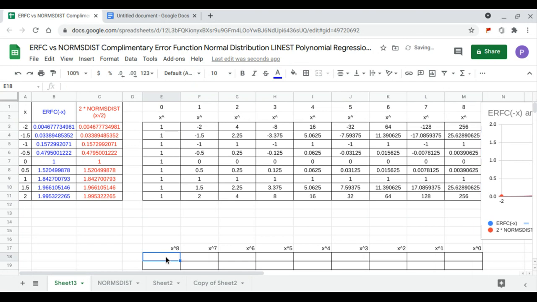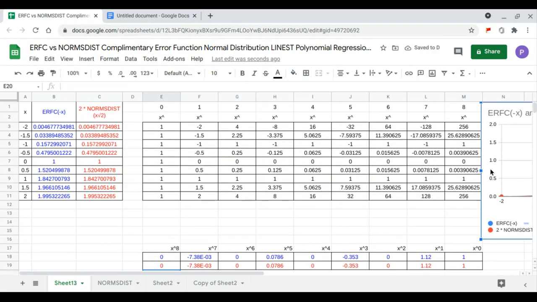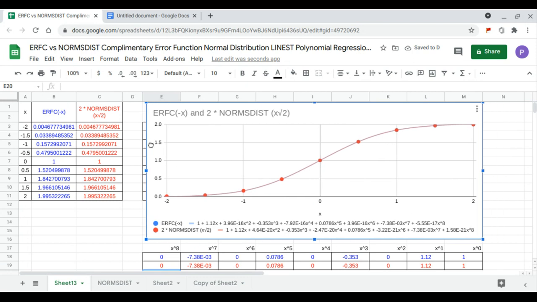Next, we calculate LINEST. LINEST data y and data x. That's for the complementary error function. LINEST for the NORMSDIST, data y, and data x. Now we compare with our chart output.